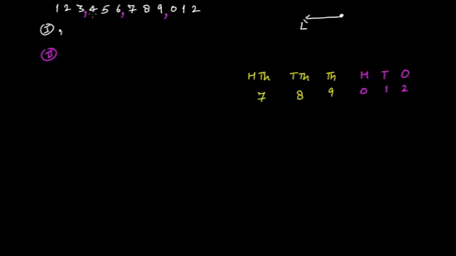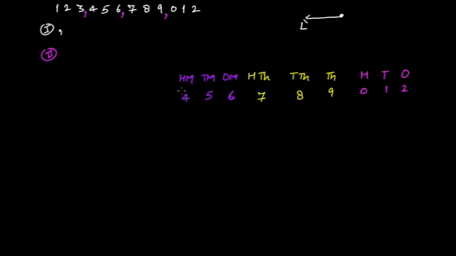Now come to 6, 5, and 4. What are the next 3 places? It's 1 million, then 10 million, then 100 million. Let me save some space, otherwise I'll be short of space. 6 is at the place of 1 million, 5 is at the place of 10 million, and 4 is at the place of 100 million.